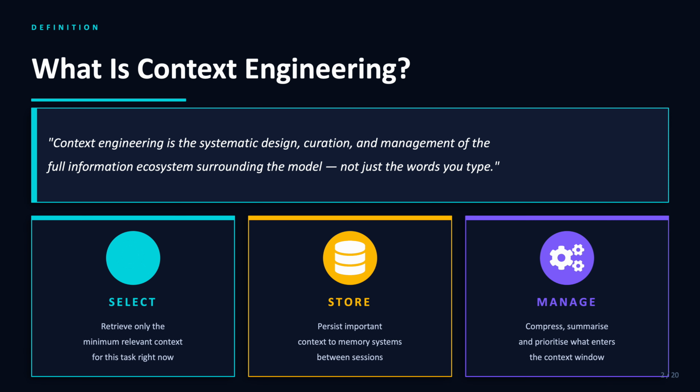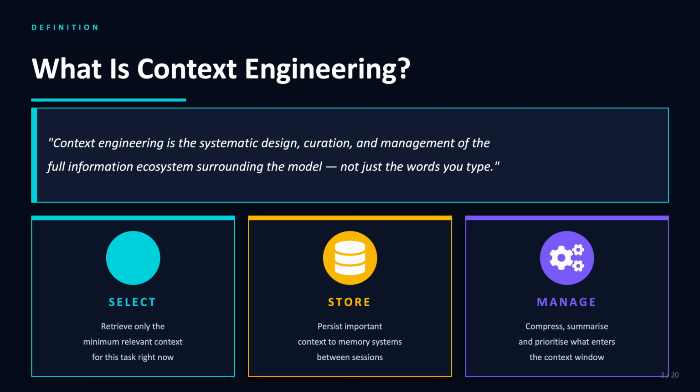The most precise definition I've found is this. It is the systematic design, curation, and management of the full information ecosystem surrounding the model, not just the words you type. Prompt engineering asks one question. How should I phrase this? Context engineering asks a far more important question. What does this model need to see? In what format? In what order? At what moment? To produce a reliable, accurate, useful output.